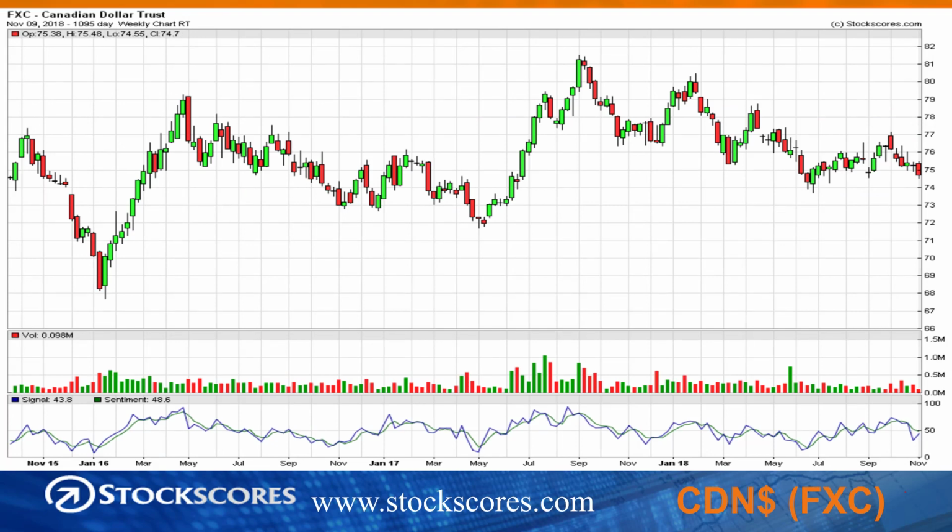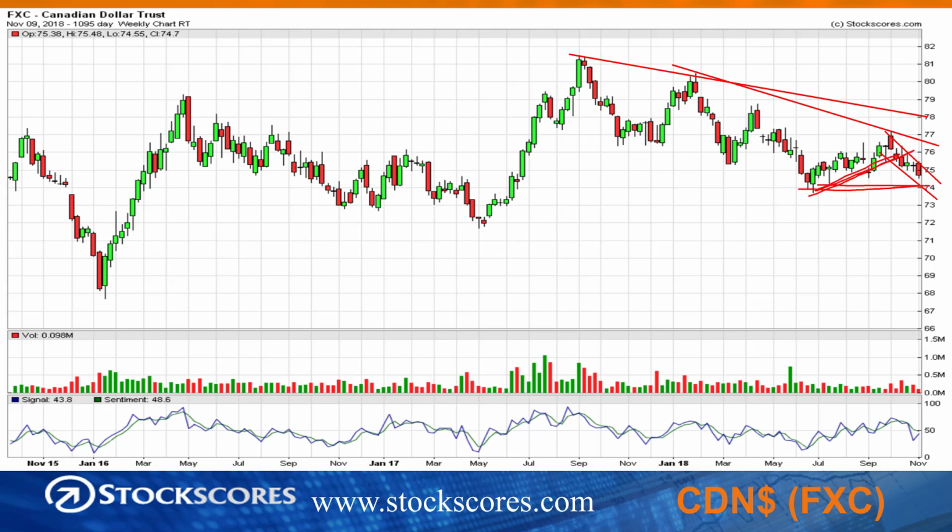Can't say the same thing for the Canadian dollar. Of course, it's often inversely correlated to the US dollar. There's one trend line, there's another, and we are essentially in a short-term move to the downside. This is a weekly chart, by the way, five weeks of downward sloping action, having broken this little upward move.